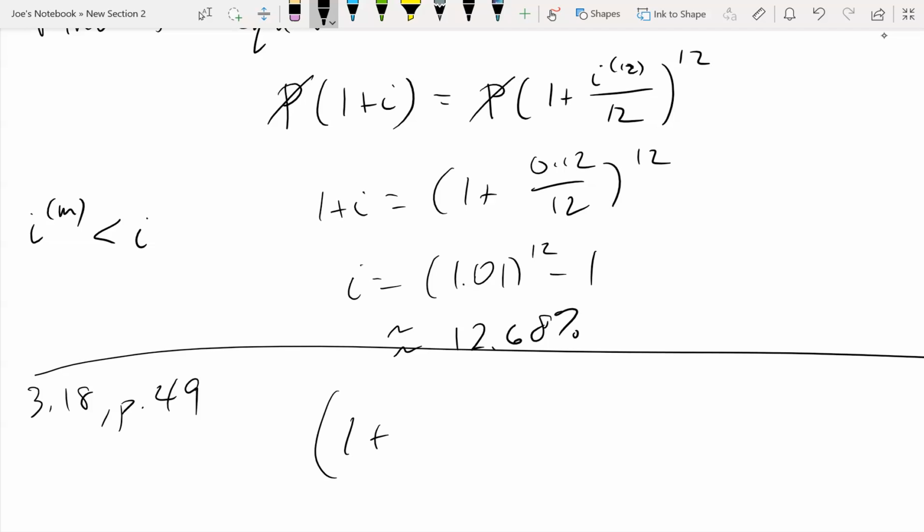if I do 1 plus i12 over 12 to the 24th, that would give me the accumulated compounding of the nominal rate at 12% over the course of 2 years, right? Agree with that? That would have to equal the 2-year rate, but that's just one period. So for the 2-year rate, you would set this equal to 1 plus, I'm going to call it j, because typically we use the letter i to denote annual effective rate. So I'm just going to use j just to represent the 2-year effective rate.